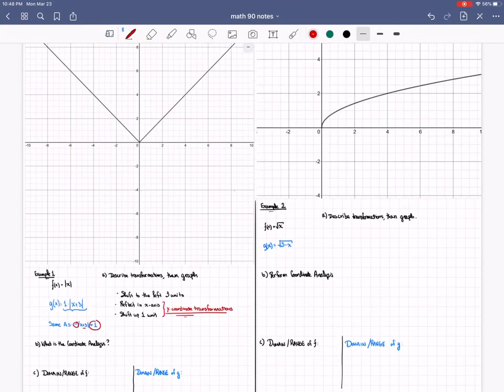Okay, so keeping in mind these 3 transformations, a shift left, a reflection in the x-axis, and a shift up, I'm going to pick a few points. So let's start with (2, 2).